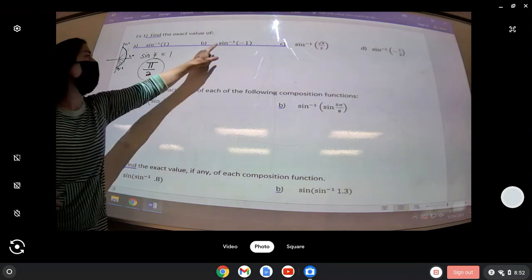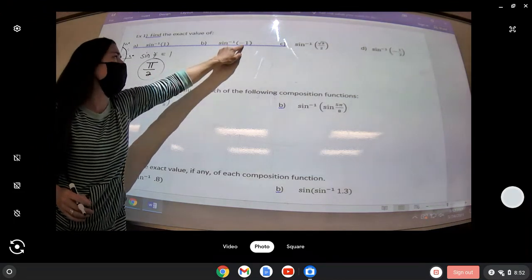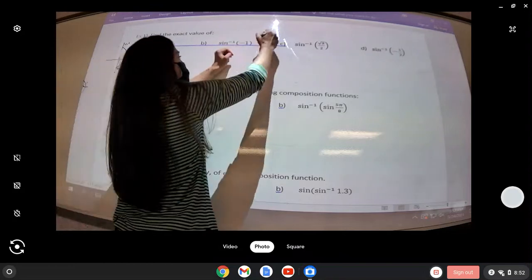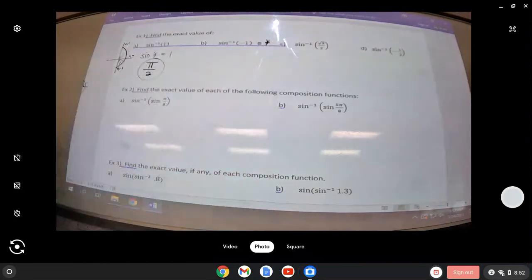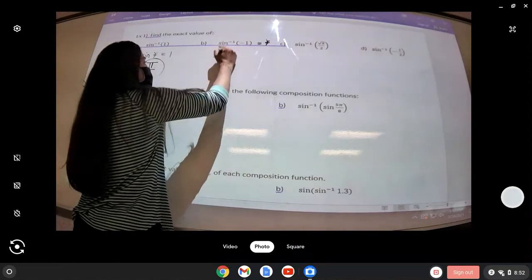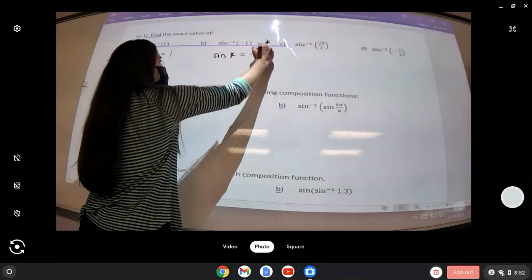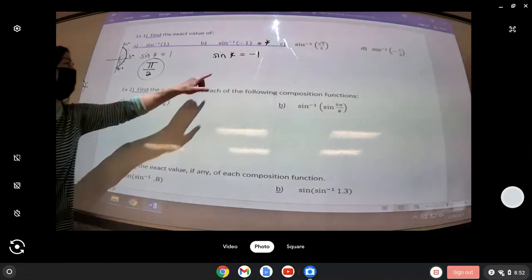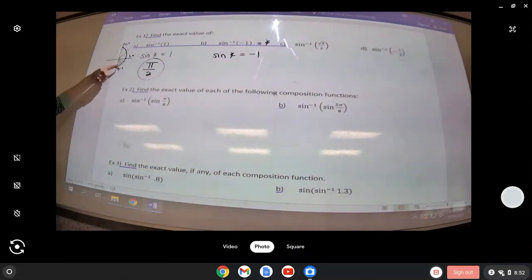All right, look at this one. The inverse sine of a ratio of negative 1 equals what angle? The answer to an inverse question is an angle. So then I always say, all right, well then the sine of what angle had a ratio of negative 1? So guys, what angle between pi over 2 and negative pi over 2 had a sine ratio of negative 1, a y-coordinate of negative 1?